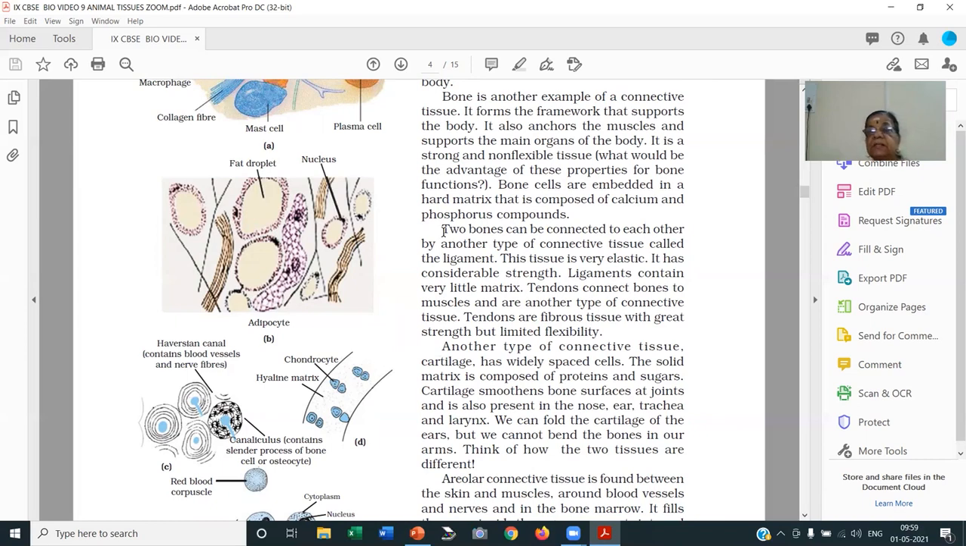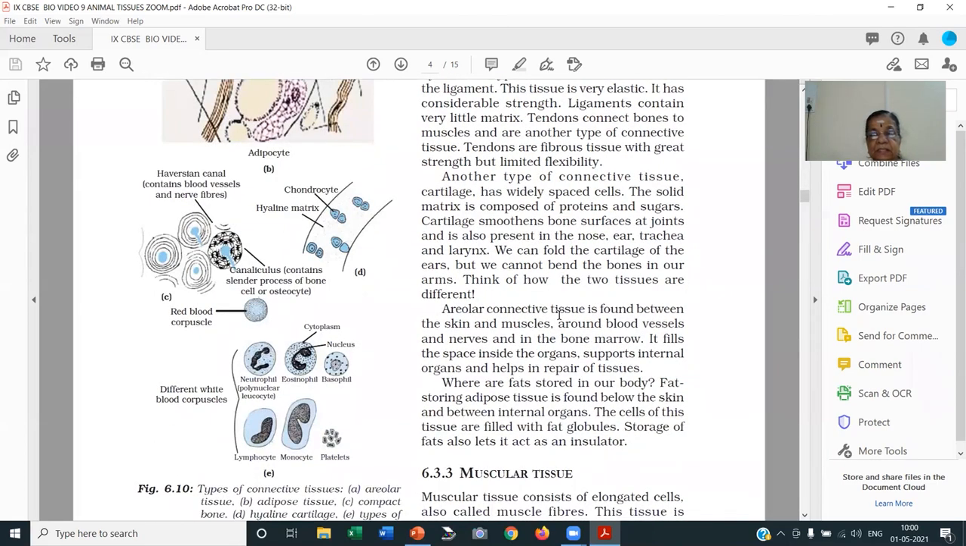Then ligament and tendon, they are dense connective tissue, where two bones can be connected to each other by the ligament. It is very elastic with considerable strength, but it contains little matrix. Whereas tendons connect bone to muscles, like the triceps and biceps muscle parts of the thigh. They are fibrous tissue with great strength but limited flexibility.